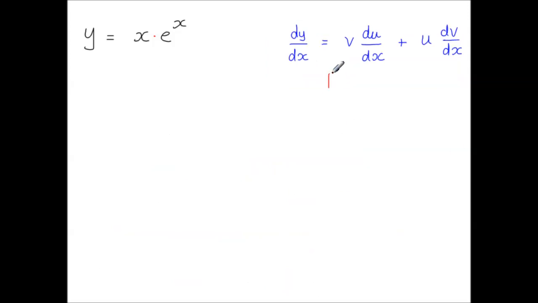Okay, so using this product rule, we're going to differentiate the product of these two functions here, x times e to the power of 2x. The one on the left is function u, the one on the right is v. So u is equal to x and v is equal to e to the power of 2x.